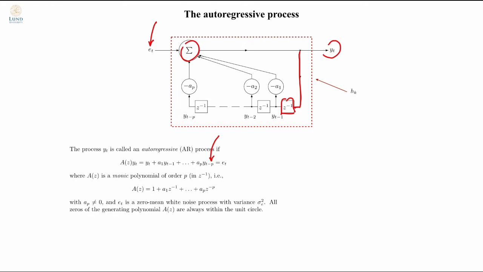And just as before, I will use the z transform to express this using a characteristic polynomial, A of z, which is again also monic, so it starts with a 1.